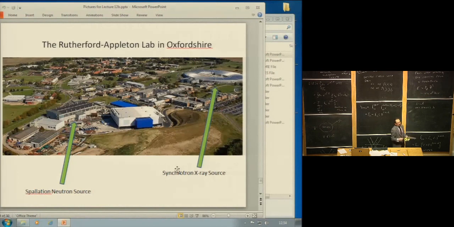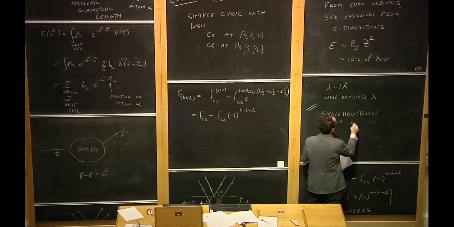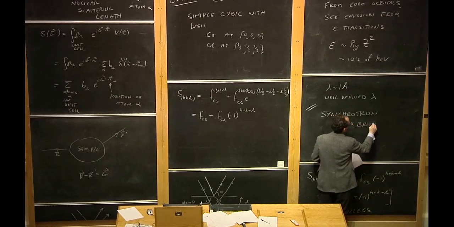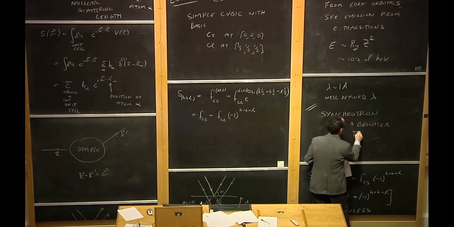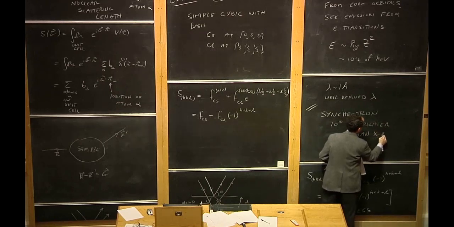But frequently, you need a much more high-tech X-ray source. And the modern high-tech X-ray source is known as a synchrotron. It's in this picture. It's one of these big buildings. This is just down the road. This is the X-ray synchrotron source at Diamond Lab, just up the road by about 10 minutes by car. These things are about 10 to the 10th times brighter, more photons than X-ray tubes.